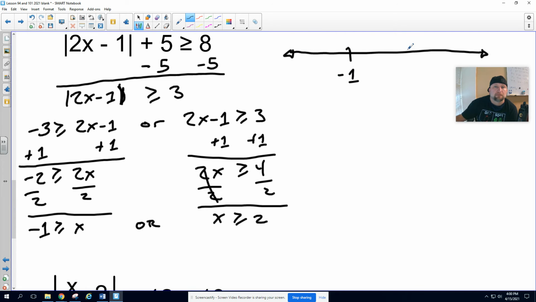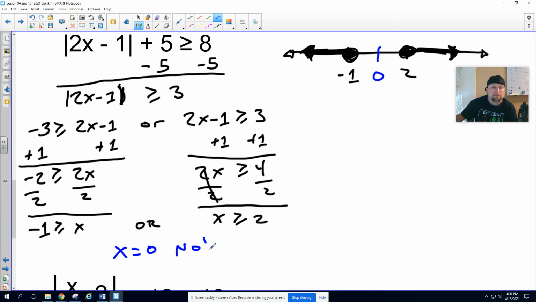Here's negative 1, and here's 2. Both are closed circles. So close those up. And we are going away because they are OR statements. Again, we're going to make sure that I'm correct. Luckily, we have 0 you can use. So can x equal 0? Well, no, that is not true.